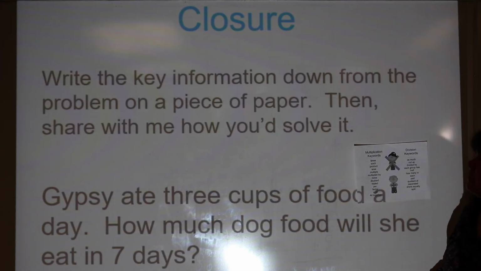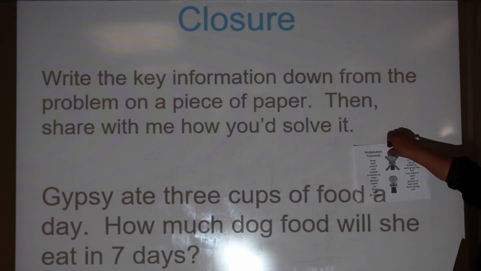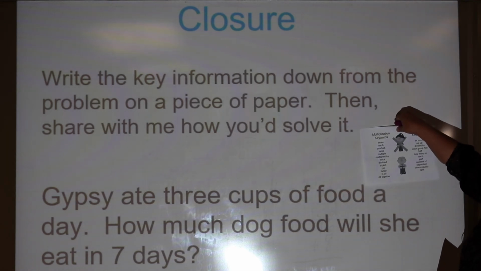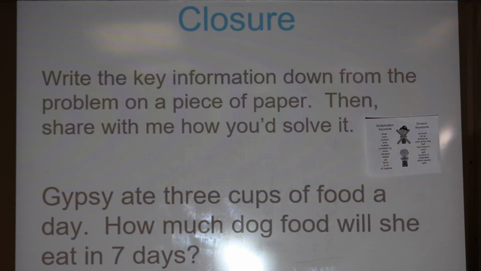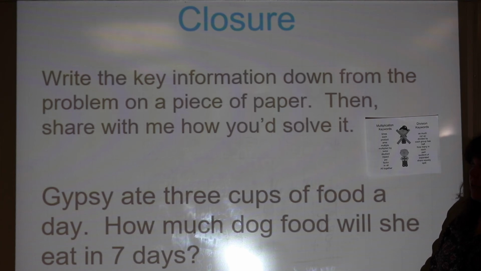Ooh, we're going to close up for this one. So I want you guys to write the key information down from this problem on a piece of paper if you can. And then you guys are going to share with me how you solve it. So, what are some key words in here? I'm going to read this to you. Gypsy ate 3 cups of food a day. How much dog food will she eat in 7 days? So what would you circle? What would you underline? And then how would you solve this? Write an equation.